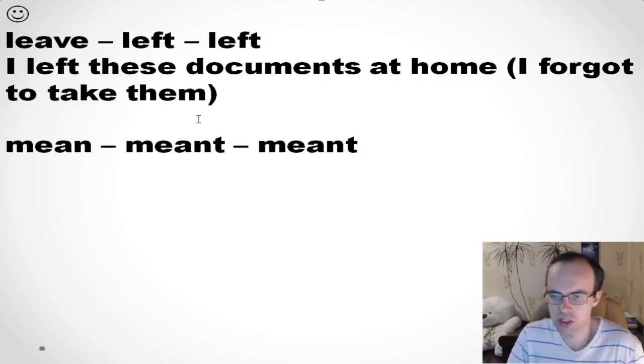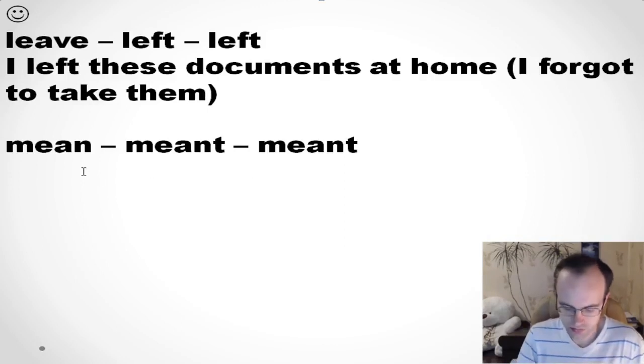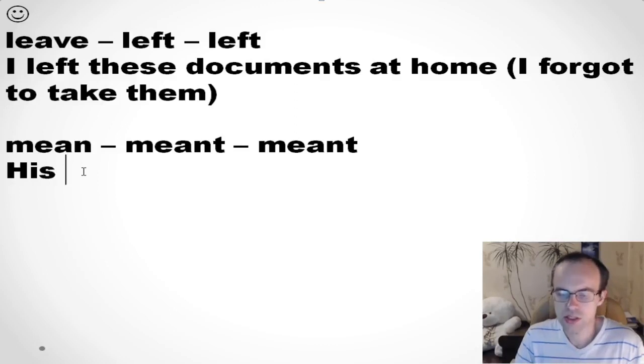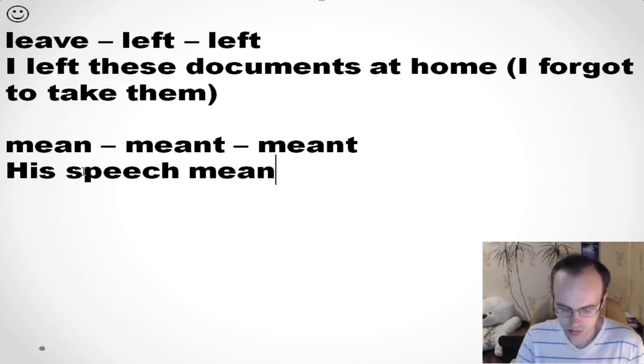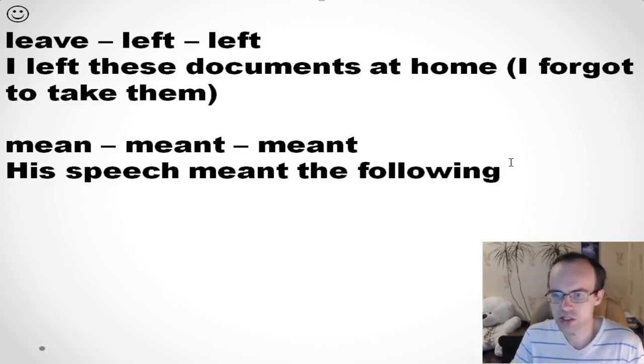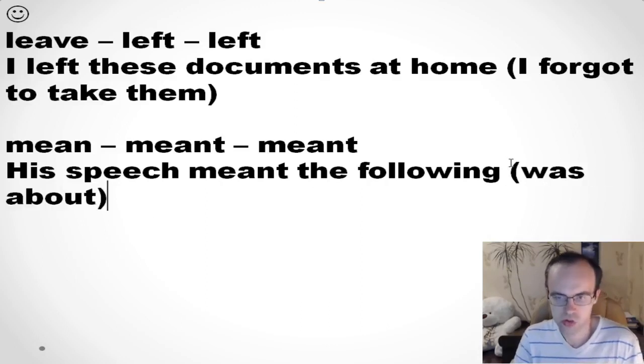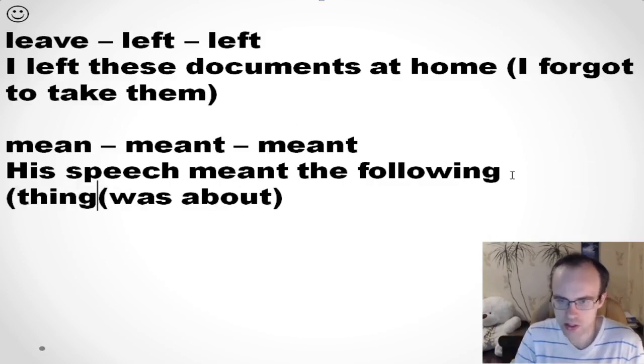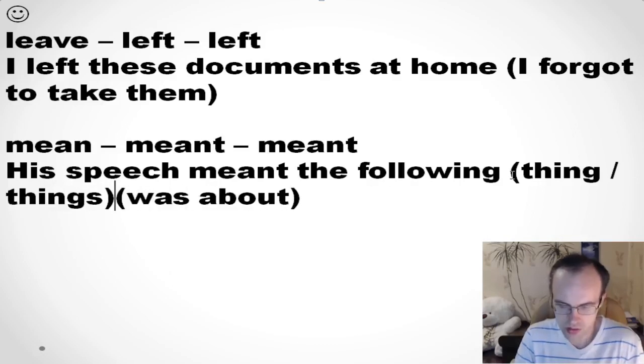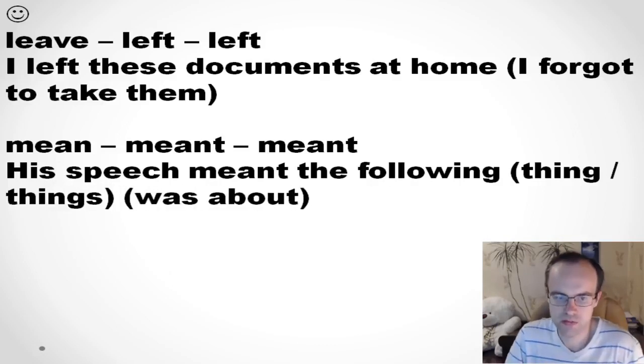Okay, and mean. Meant, meant. So his speech meant the following. Meant, it means was about. His speech was about the following, or was about the following thing, or was about the following things. Okay, very good.